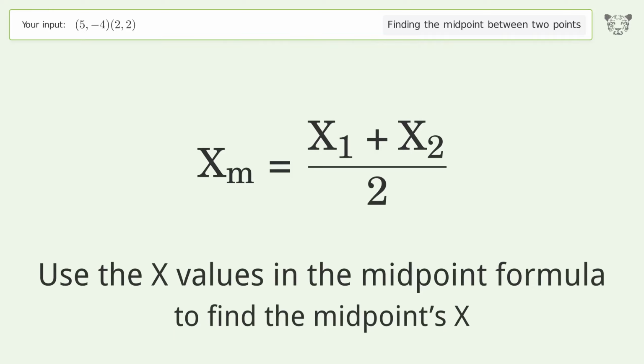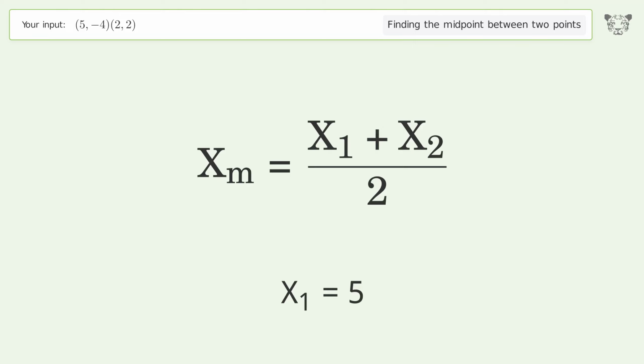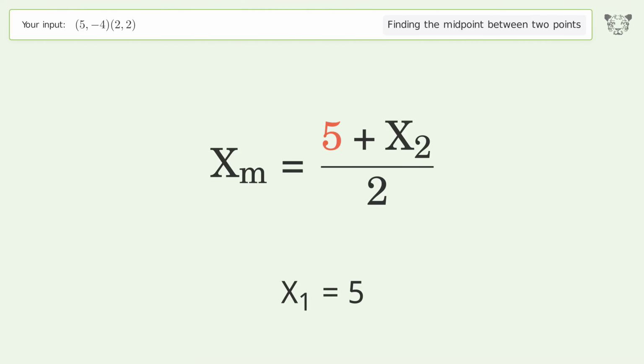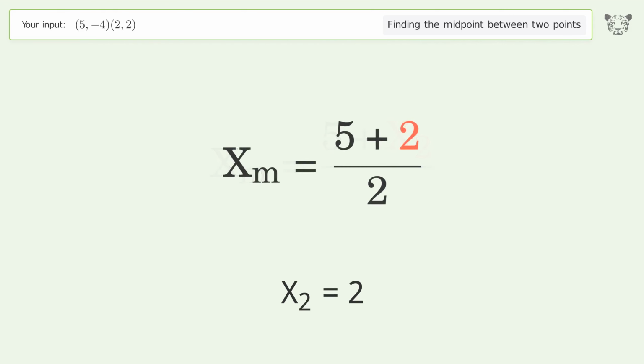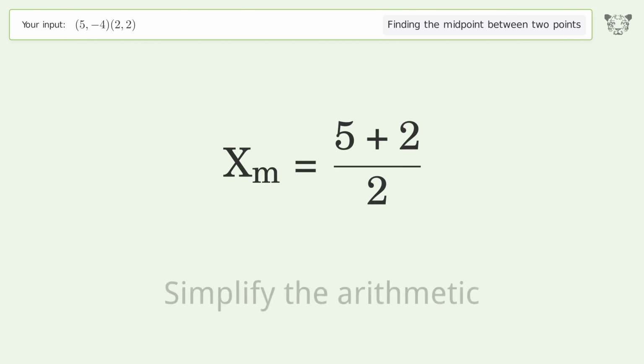Use the x values in the midpoint formula to find the midpoints x. x1 equals 5. x2 equals 2. Simplify the arithmetic.